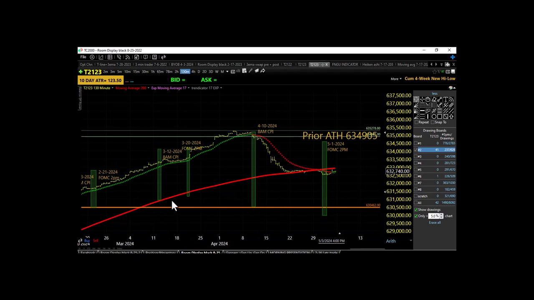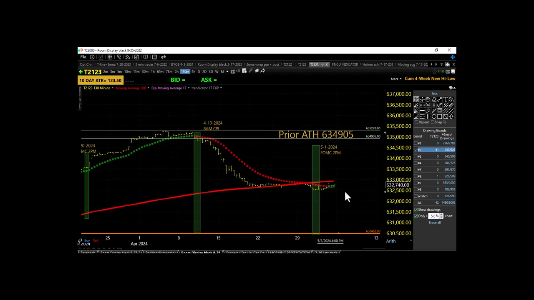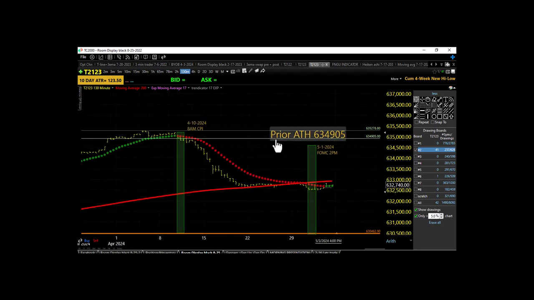But there's the ascending 200 SMA, and you can see we spent a whole lot of time there, almost 2 weeks. We hung out on this 200 SMA. We were looking for a V-bottom bounce, but we did not get it. We got a bear flag instead.